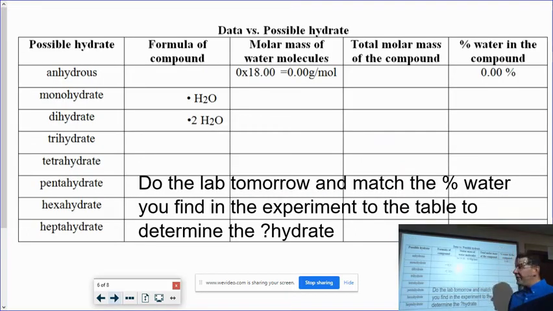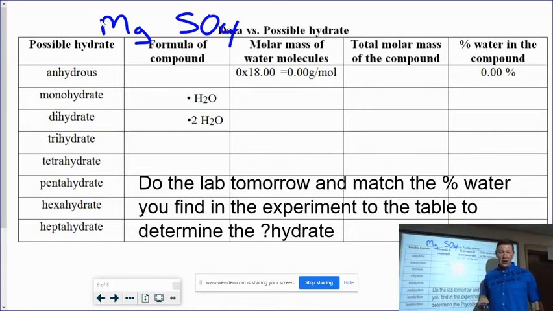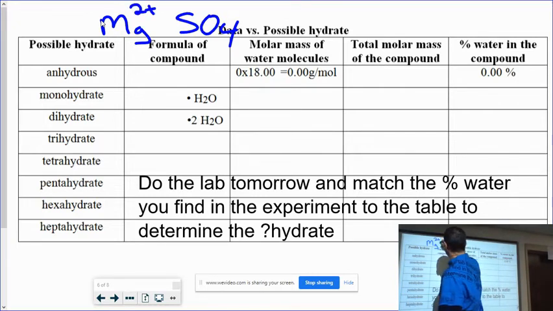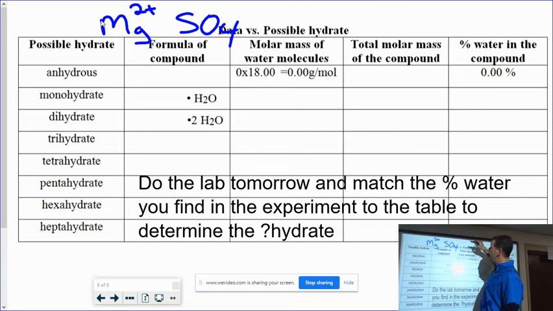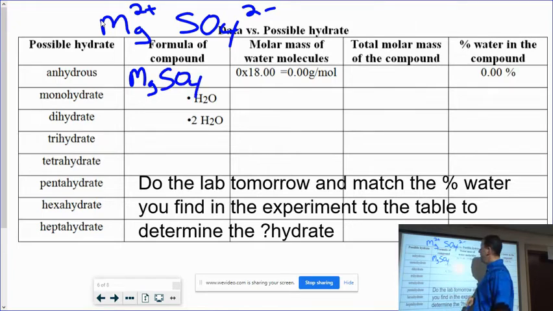So you got to fill out this chart for magnesium sulfate. What is the formula for magnesium sulfate? We got Mg and we got SO4. For magnesium, we need to figure out its charge, and its charge is 2 positive. And sulfate, which is a polyatomic ion, so it's found on the backside of the periodic table, is 2 negative. So our formula is MgSO4.